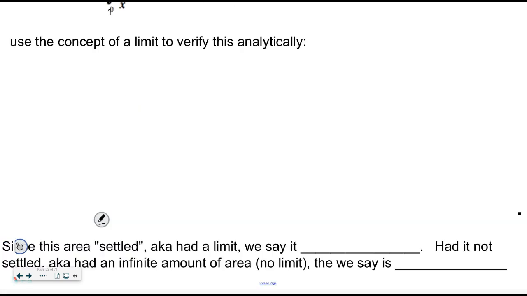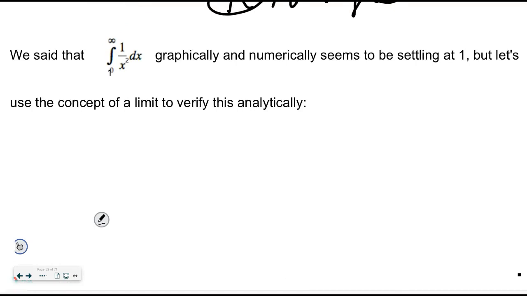So now here's the gist of it. What we want to do now is, all right, we saw graphically and numerically it seems to be 1. Now let's use calculus. So we're going to go from 1 to b, because we have to go to a number. What did I say we're going to have b approach, guys?